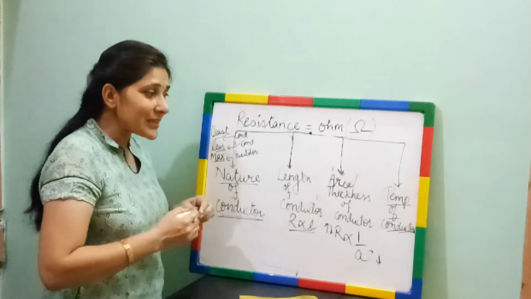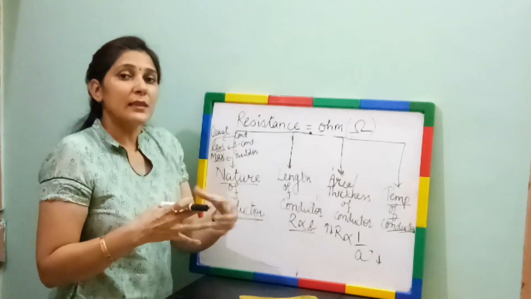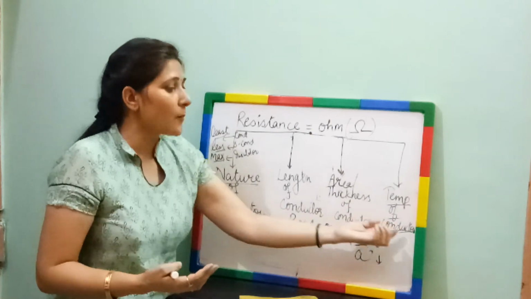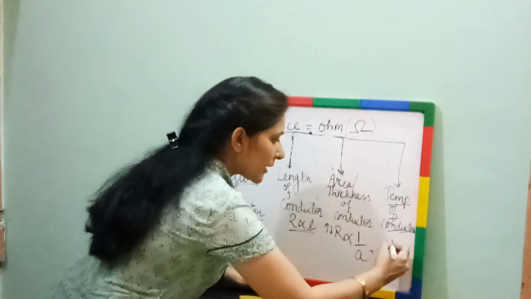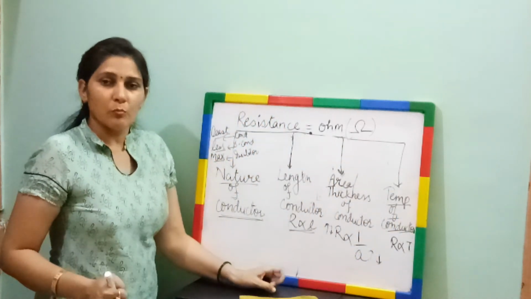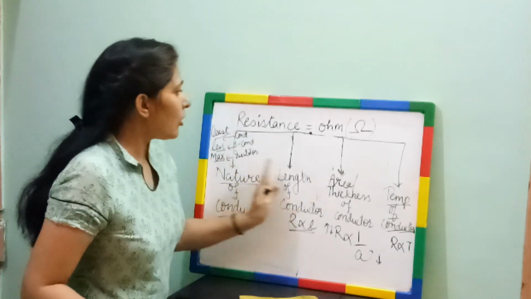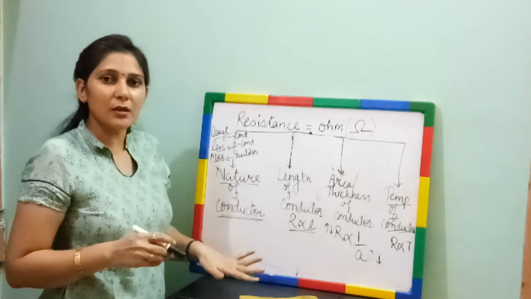because when we will increase the temperature, the number of collision between electrons and other ions, that will increase. If number of collisions will increase, that means the obstacle will increase, the resistance will increase. Means we can say resistance is directly proportional to the temperature. More will be the temperature, more will be the resistance. These all are the 4 factors which are affecting resistance. How they are affecting, I told you.